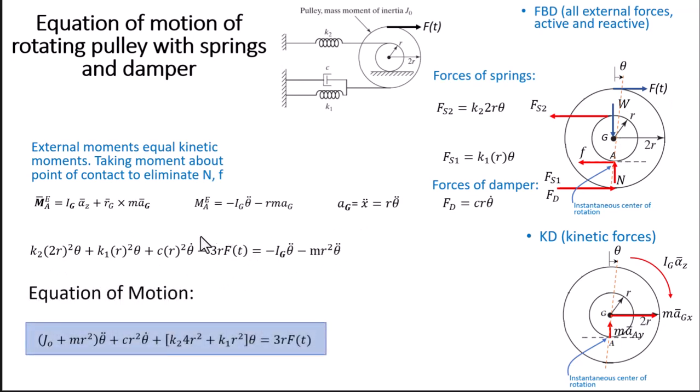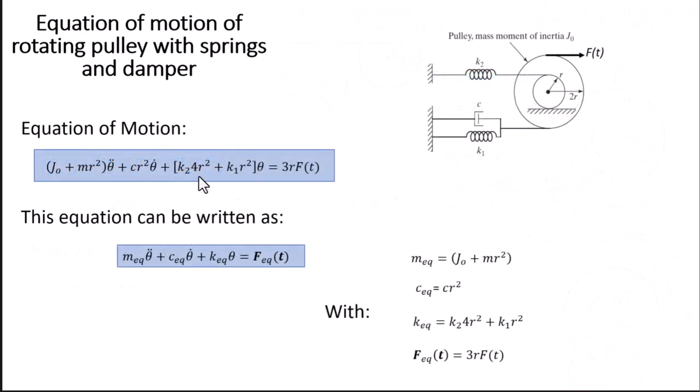And if we write all the terms that have theta or any of its derivatives to the other side of the equation, so we pass this negative to the other side and this goes to the independent side, we get the equation of motion. This equation of motion can be written in terms of a mass equivalent times the acceleration, where this is the mass equivalent, a constant of the damper equivalent times the angular velocity, this is the equivalent constant of the damper, and an equivalent constant for the spring, and this will be the equivalent constant of the spring, and an equivalent external force, this one right here.